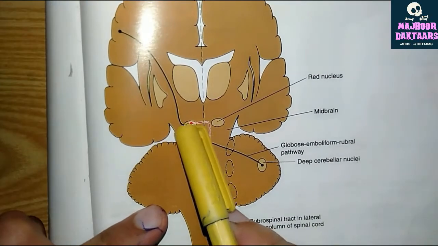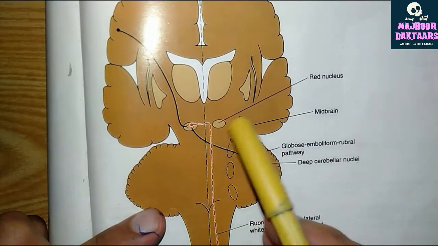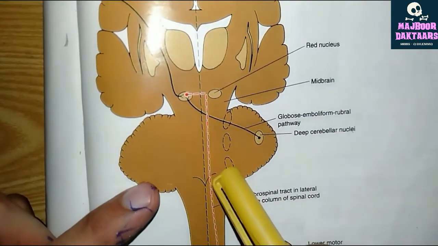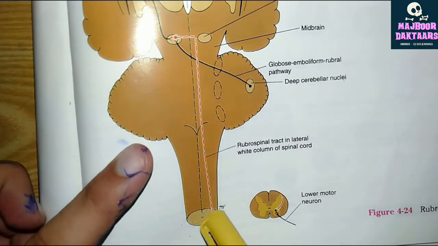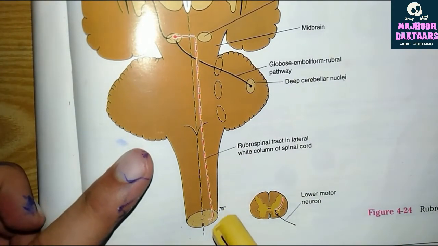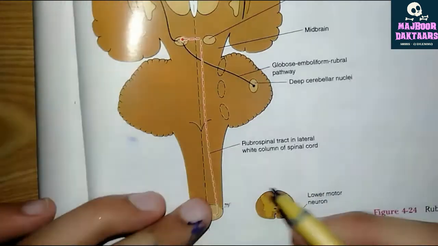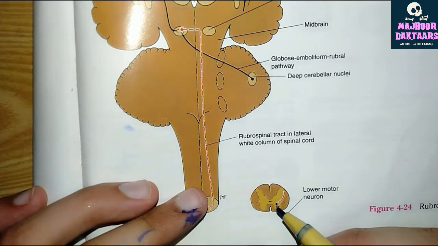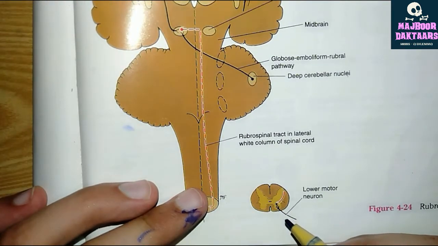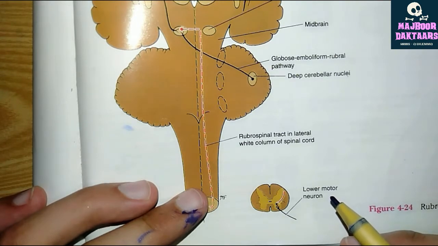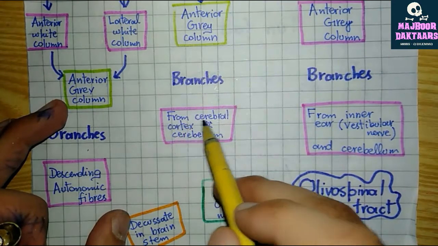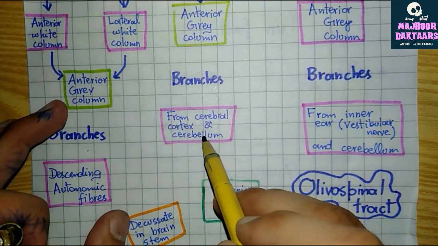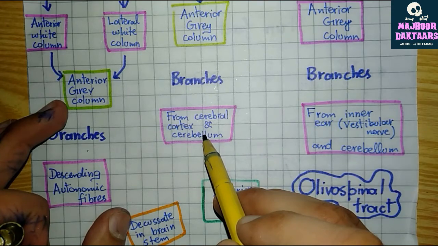Here they arise from the red nucleus, decussate at the same level, descend, and move through the lateral white column of the spinal cord, and here they synapse with the interneuron, shown in this little black line, in the anterior gray column, which then synapses with the lower motor neuron. That was the rubrospinal tract. The branches include branches from the cerebral cortex and the cerebellum, which affect its synapse portion with the lower motor neuron.